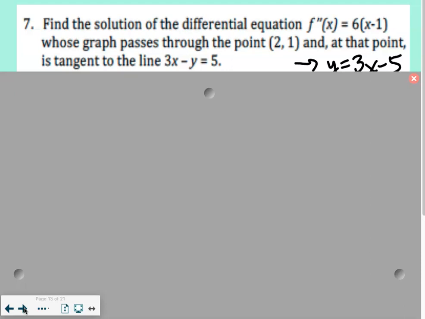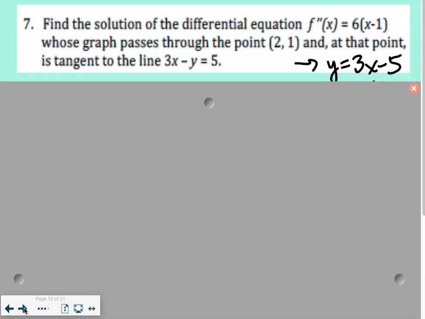Which we've done, you've just forgotten. It's been a couple of weeks, right? So I get that. We need information to find the unknown constants. So you need information about f prime and you need information about f. Lucky for us, they gave us the equation of the tangent line, which I went ahead and solved for y. So you get y equals 3x minus 5.